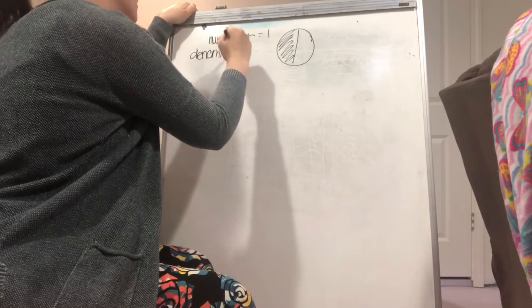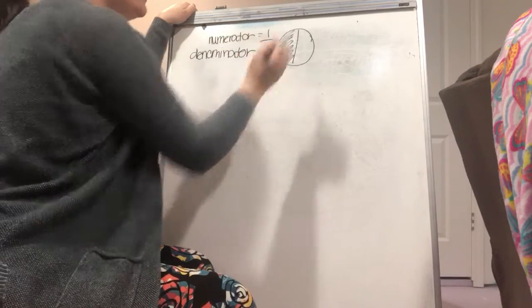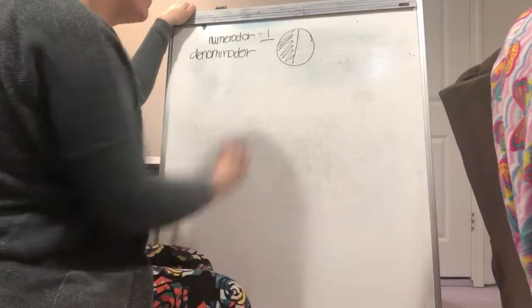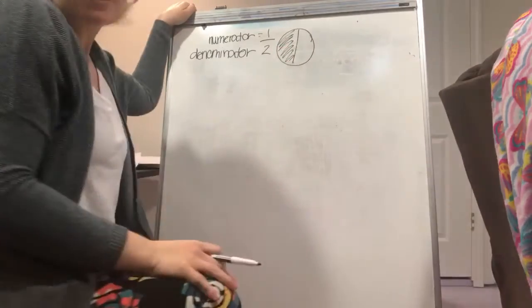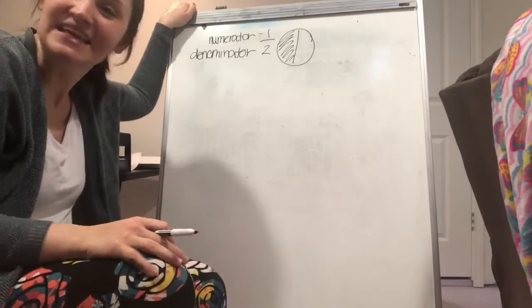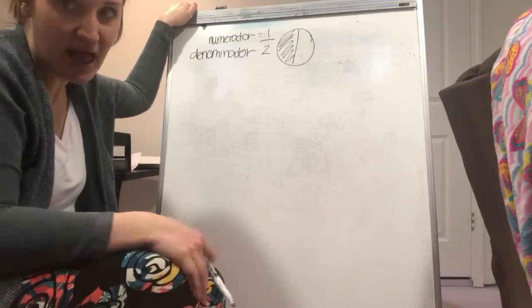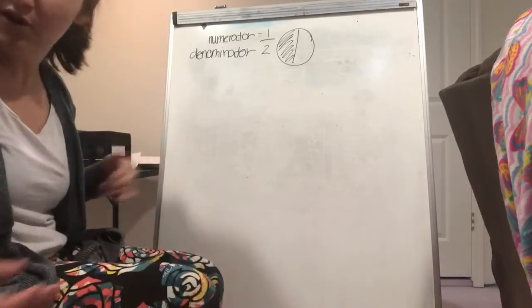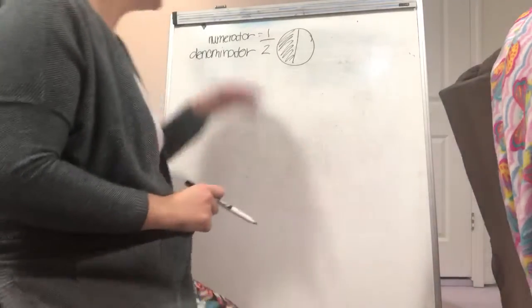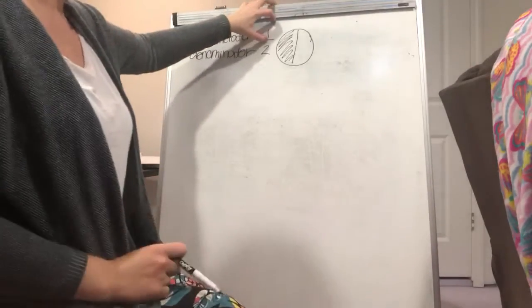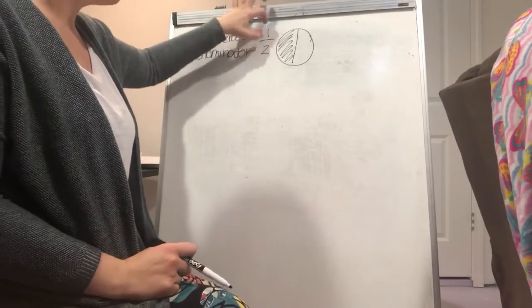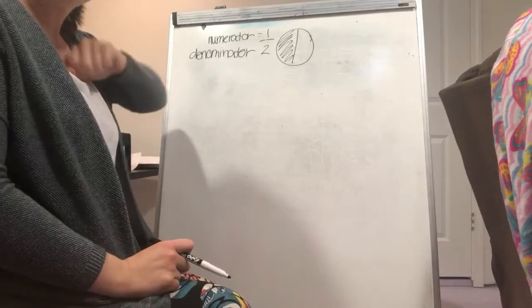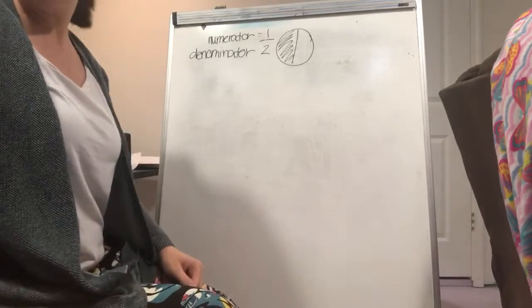Denominator is the total pieces that you have. How many total do I have? 2. We don't say 1/1 though. That doesn't exist. So we have to say 1/2. But that is usually something you've already learned before in your past, okay? So numerator, denominator, 1 piece out of 2, 1/2, those are all the same things, okay?